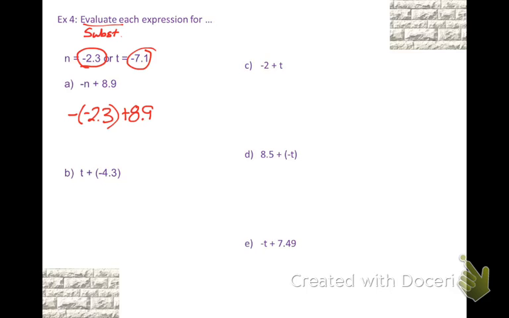Now notice on 2.3 you have 2 negatives. Well, a negative and a negative make a positive. So now it's 2.3 plus 8.9, which equals 11.2.